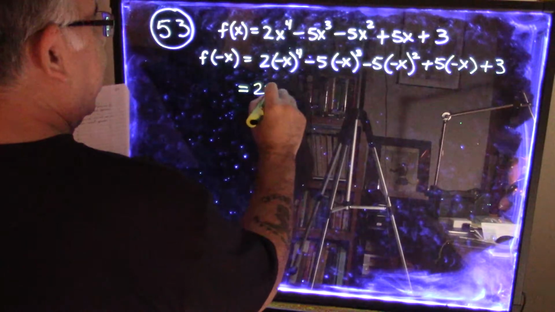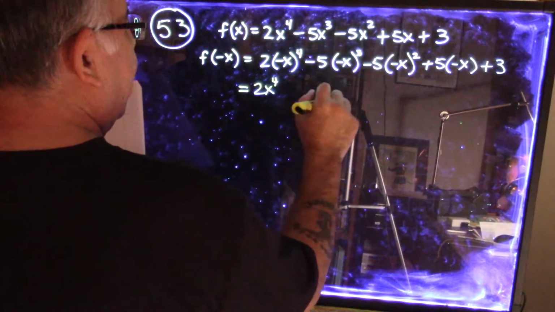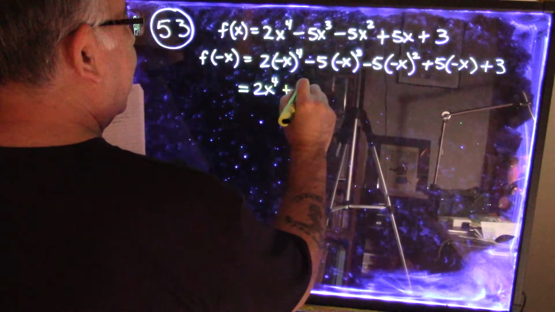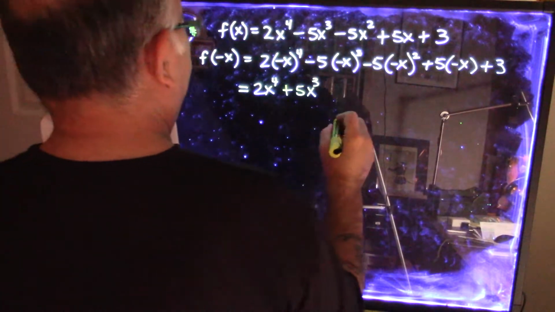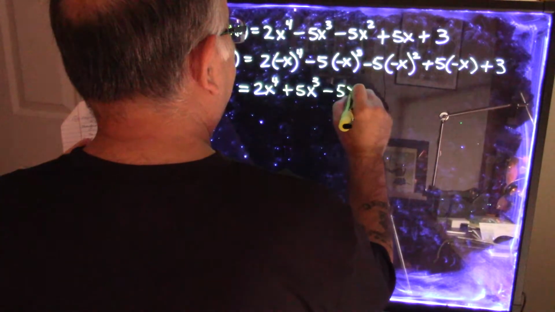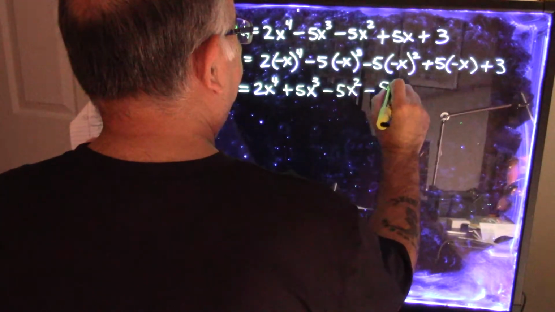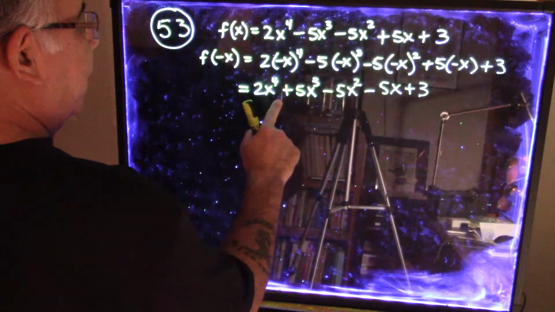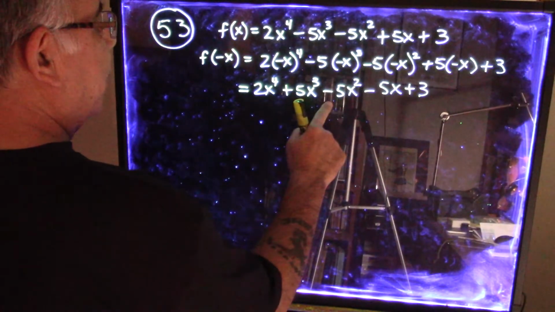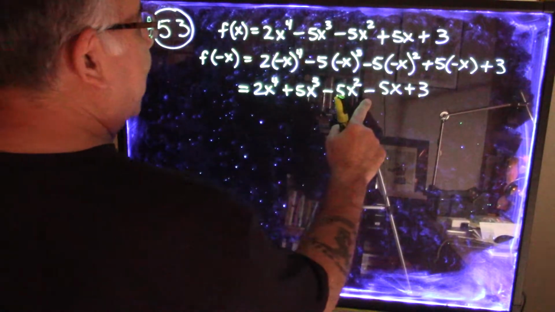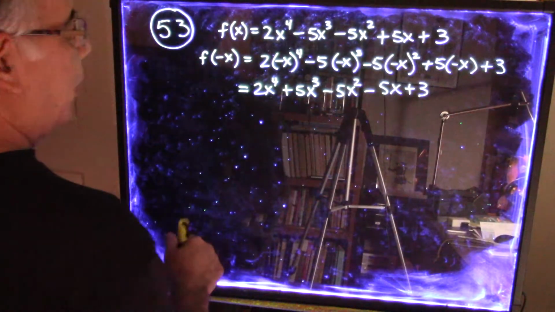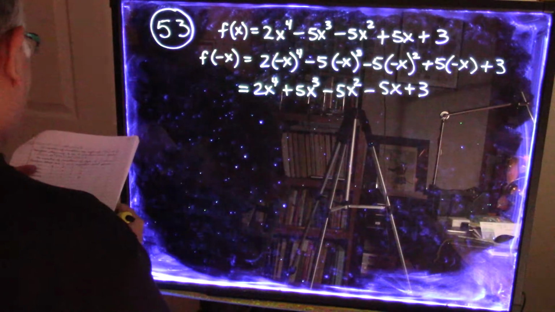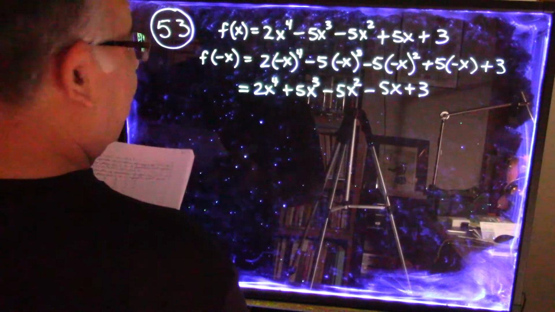So we've got positive 2x to the 4th, and that negative is going to stay there, so that becomes positive 5x cubed minus 5x squared minus 5x plus 3. So positive to positive, that's nothing. Positive to negative is 1 change. Negative to negative is nothing. Negative to positive is 1 change. So that's 2 changes of sign in f of negative x. So that means there are 2 or 0 negative real zeros.